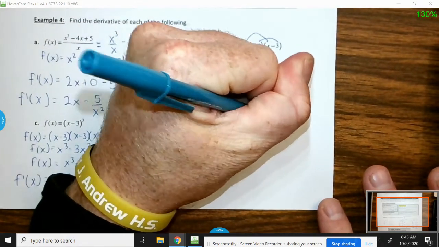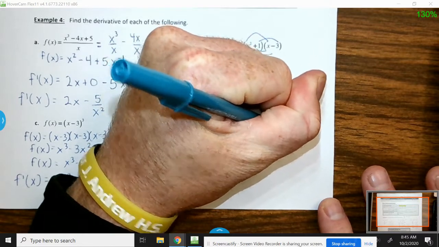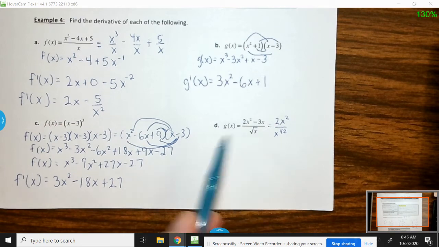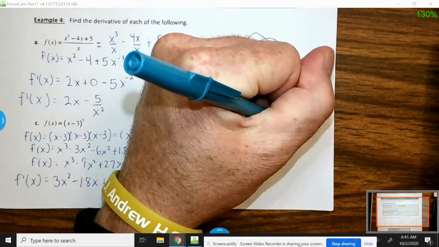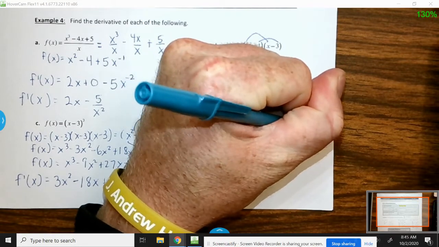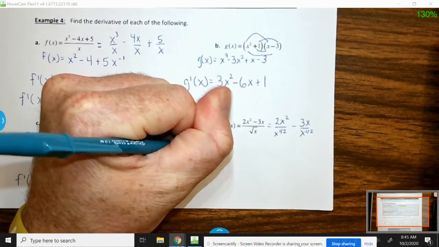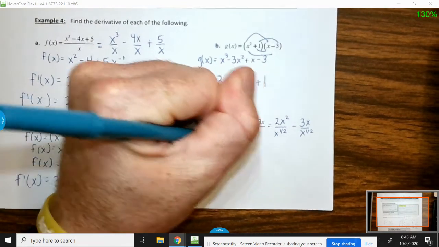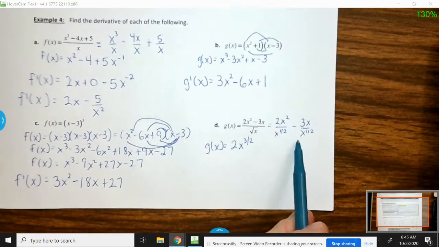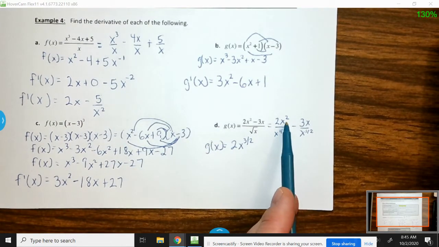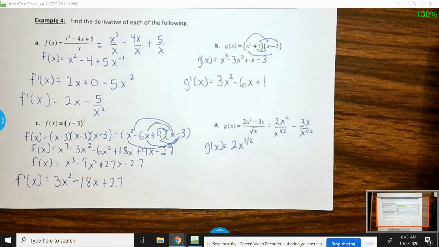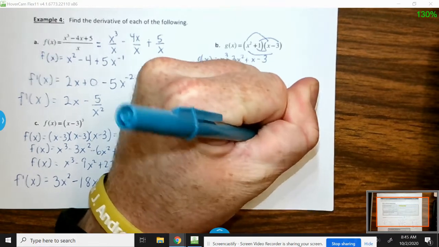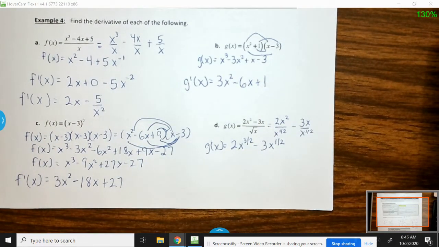This one, I would probably rewrite first as similar to A, where I had x on the bottom. Now I have x to the 1/2 on the bottom. So I get 2x squared over x to the 1/2 minus 3x over x to the 1/2. And writing those, right, what would that give me? It would give me 2x to the 3/2, because the subtraction of exponents says 2 minus 1/2, or 4/2 minus 1/2 is 3/2. And then 2/2 minus 1/2 for this one is 1/2. So I'm just rewriting those as positive exponents.